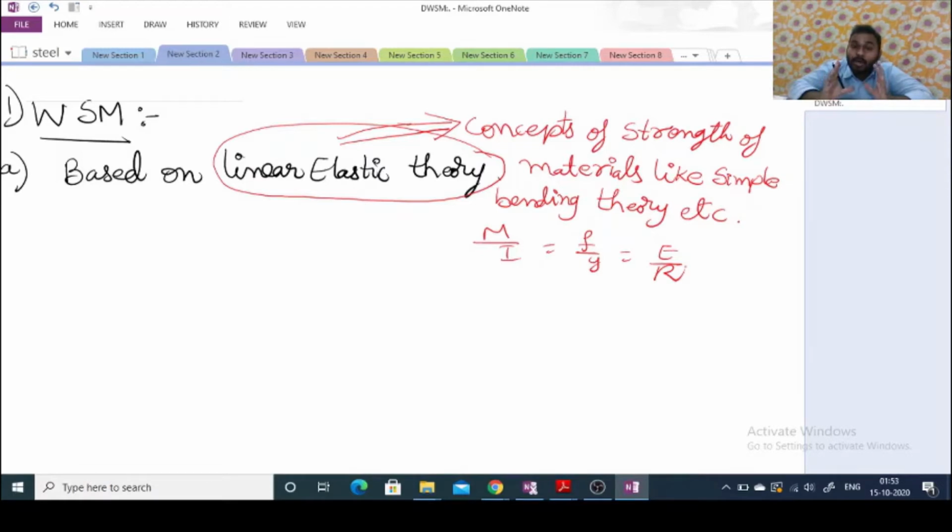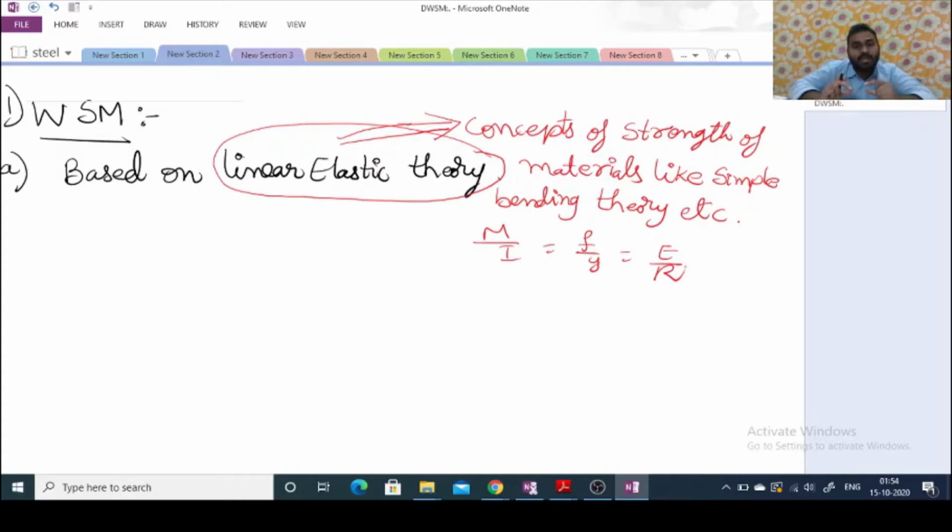Whatever concepts, theories and formulas we have studied in strength of materials, all of those are going to be used in this working stress method for the design of steel structures. That is the meaning of linear elastic theory. So this working stress method is based on linear elastic theory.